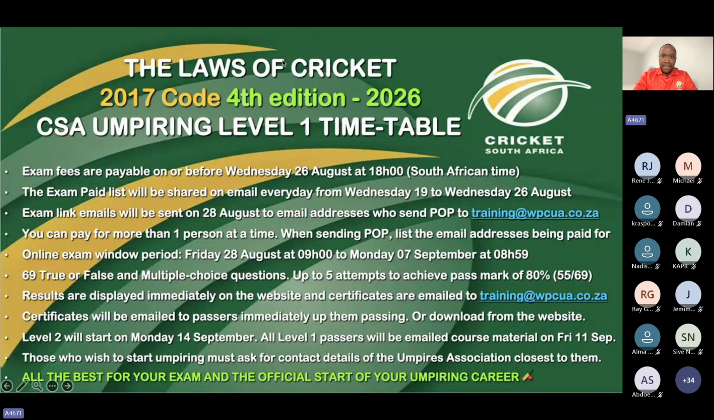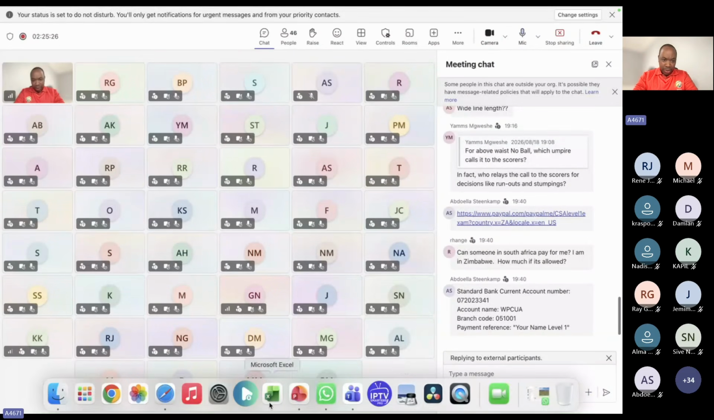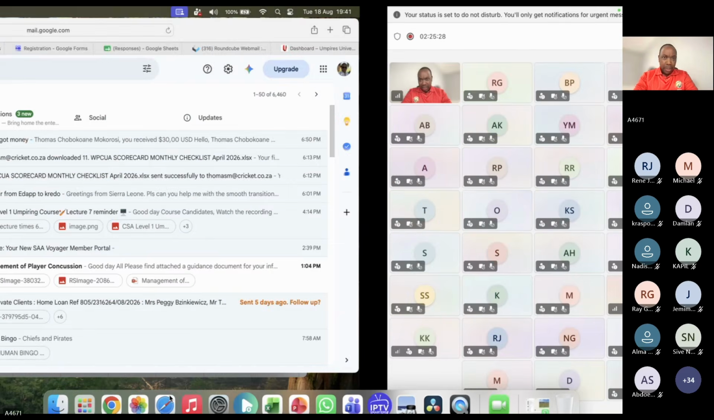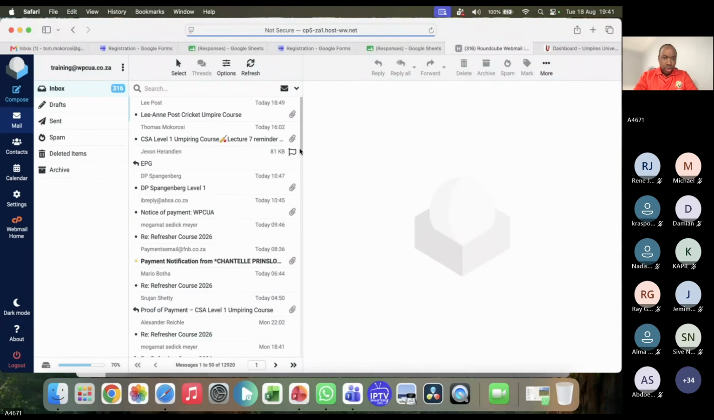I think it will. What you will find is there is no exam in your account. I will ask Umpires Universe if they enroll you using your email address for the Cricket South Africa Level 1 exam, will it end up in the account that you created? I'm not sure. But that definitely was not the process that I described throughout our course. I hope it doesn't cause problems. I will find out for you.